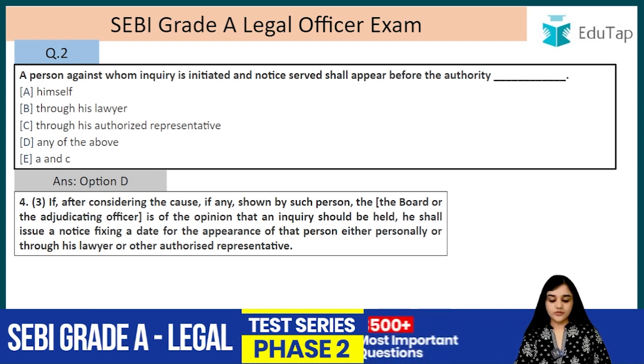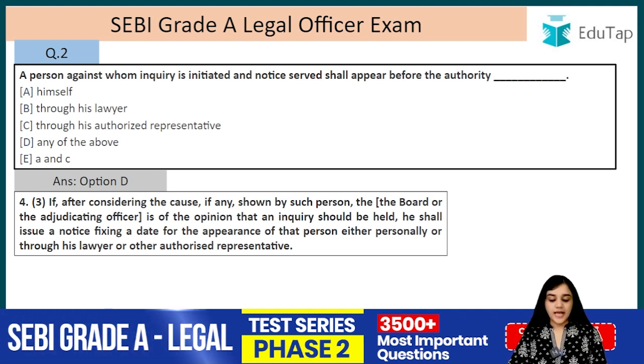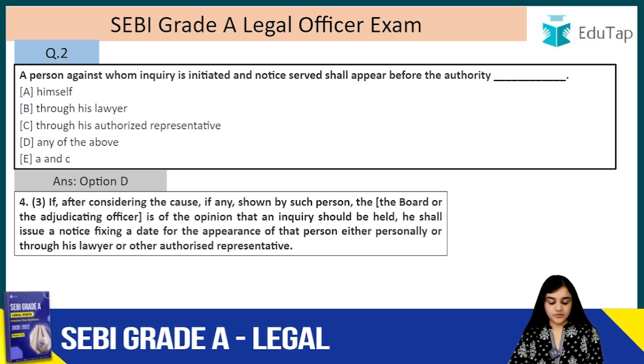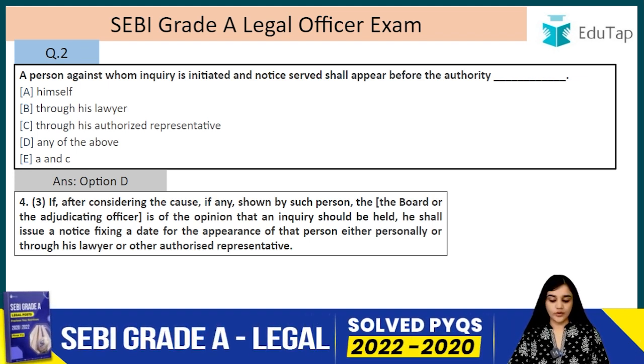So if, after considering the cause, if any, shown by such person, the board or the adjudicating officer is of the opinion that an inquiry should be held, he shall issue a notice fixing a day for the appearance of that person either personally or through his lawyer or other authorized representative.